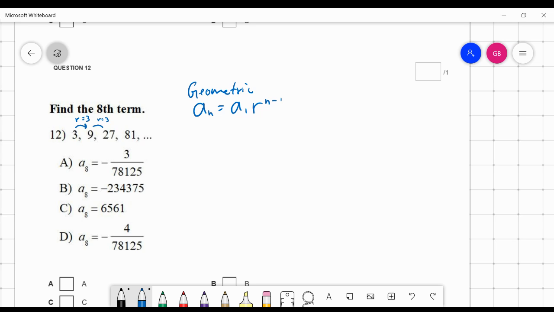So to find the eighth term, that means that n is 8. The first term is 3. The common ratio is also 3, to the power of 8 minus 1. So 3 times 3 to the power of 7. Remember, first you do exponents and then you multiply. So 3 to the 7th power is 2,187, times 3 is 6,561.